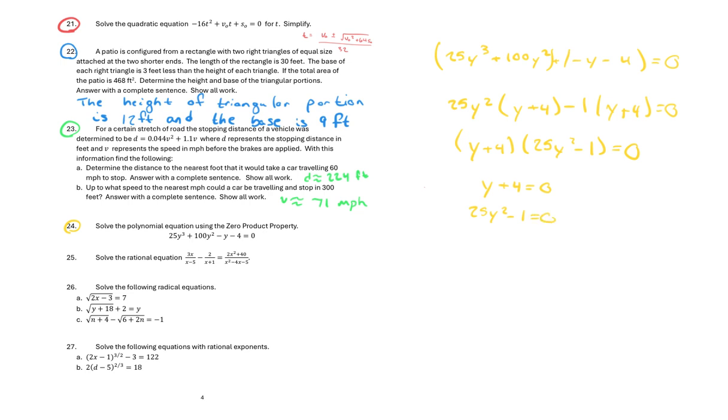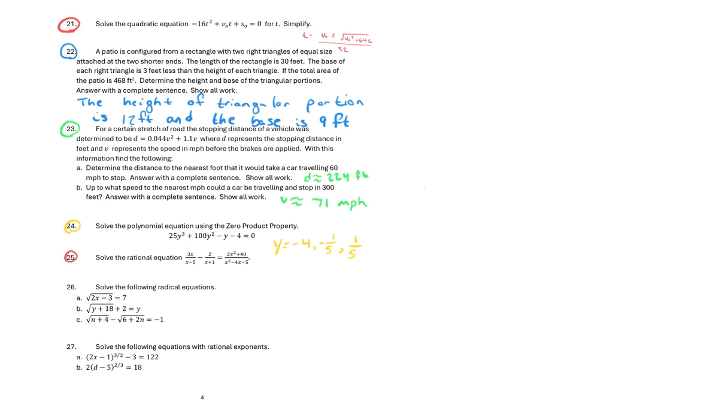So this first one is going to give me that y is equal to negative 4. And the second equation, I'm going to have y squared equals 1 over 25. And if I take the square root of that, I get that y is going to equal plus or minus 1 over 5. So that means my answers are going to be y is going to equal negative 4, negative 1/5, and positive 1/5.